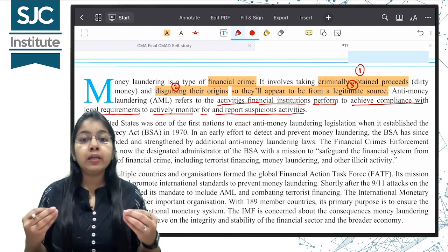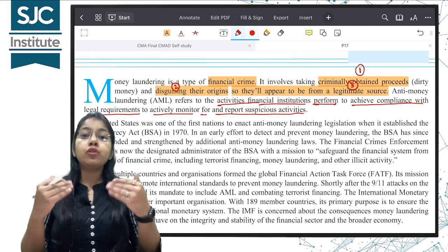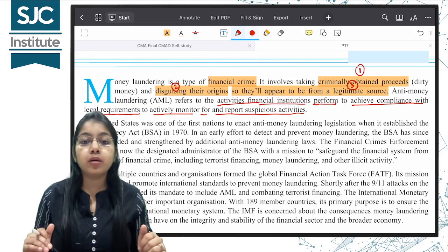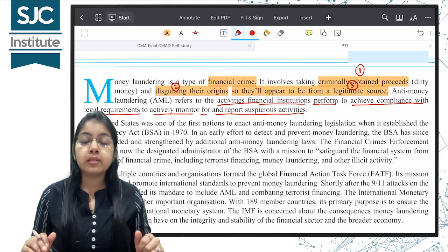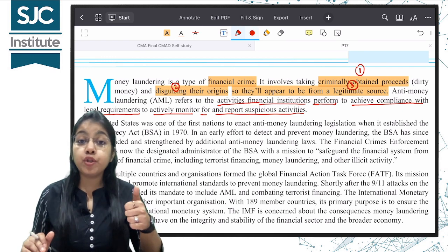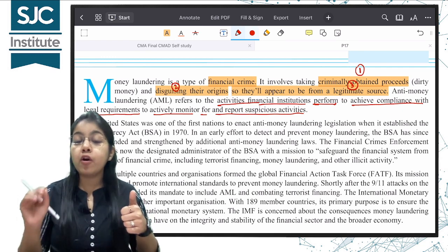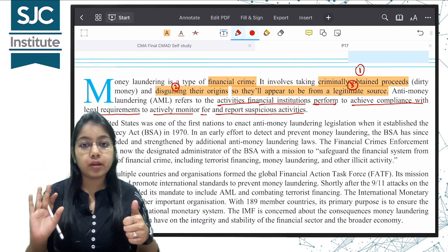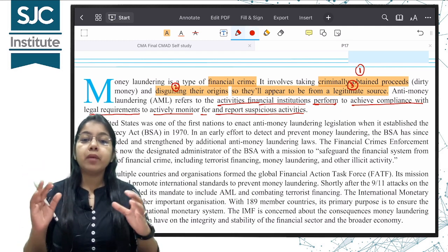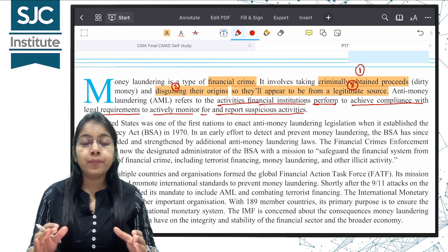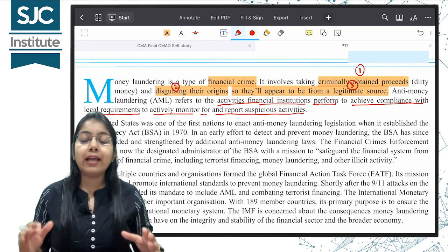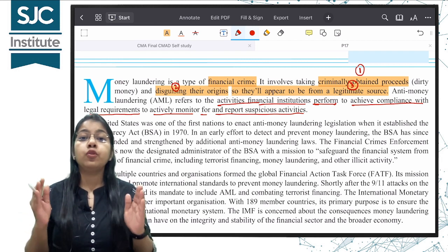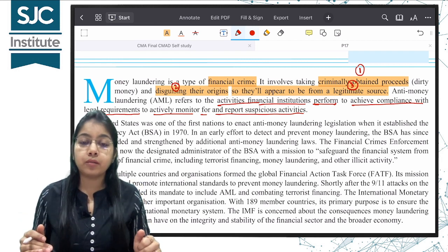Activities related to what? They will monitor and also report suspicious transactions and activities to the concerned authorities. Suspicious activities which they are detecting or identifying to be associated with money laundering. Is it clear? So that is money laundering and anti-money laundering. Different countries at different times have introduced various laws and regulations in order to combat this money laundering.